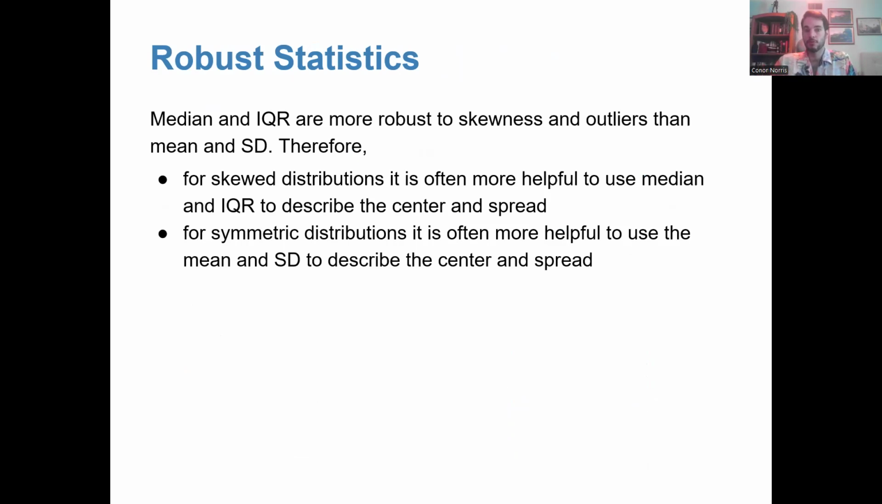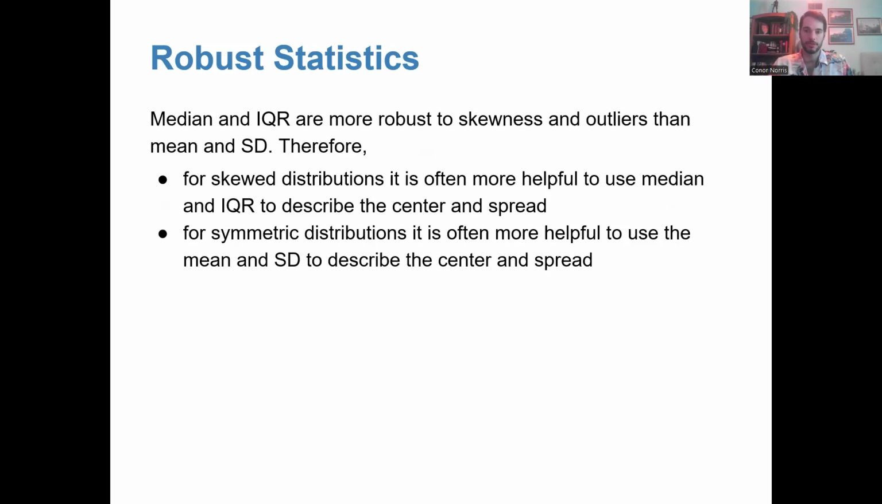So moving to robust statistics, what robust means is that it's not sensitive to extreme observations. So that means that the median and the IQR, the interquartile range, are more robust to skewness and to outliers than the mean and standard deviation. This means that they're less affected by outliers. So robust means, in practice, that they barely move even if the most extreme value changes a lot.